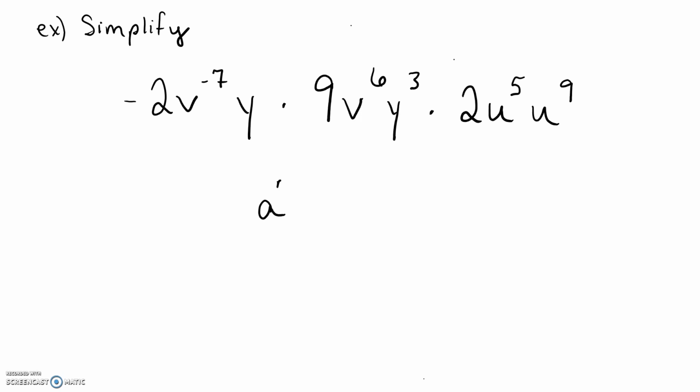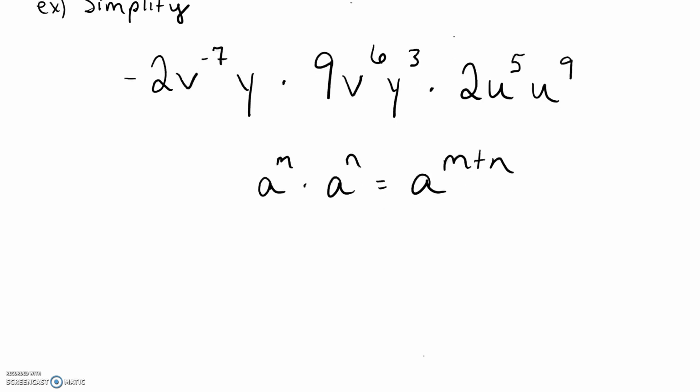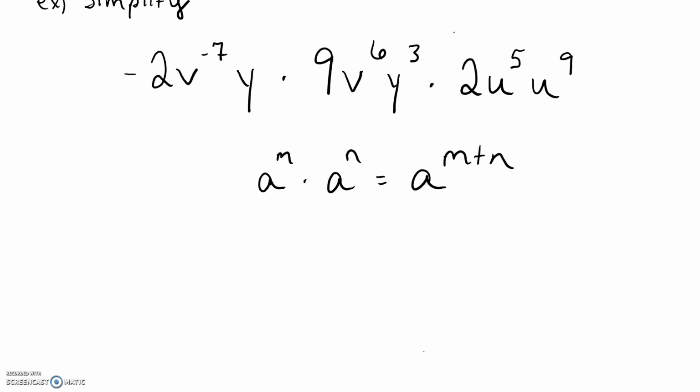We will be using our product rule for exponents. So if you have two like bases being multiplied together, add your exponents. Okay, let's go ahead and start just with your constants. You're just going to take those and multiply those together. -2 times 9 is -18, times 2 is a -36.